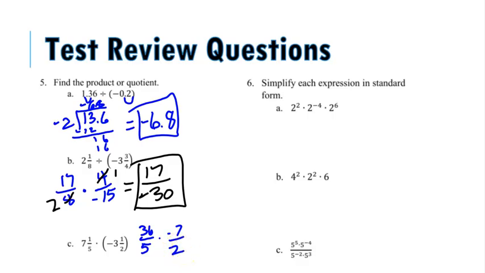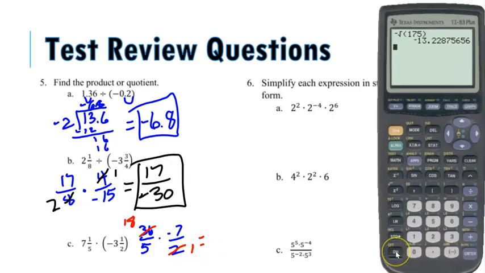Now if I look diagonal, 2's can divide out. 36 divided by 2 gives me 18. And now I'm left with 18 times negative 7. I'm just going to grab my calculator quickly. So we have 18. We're multiplying that by negative 7, which is going to give us a negative 126. And that's all going to be over 5.